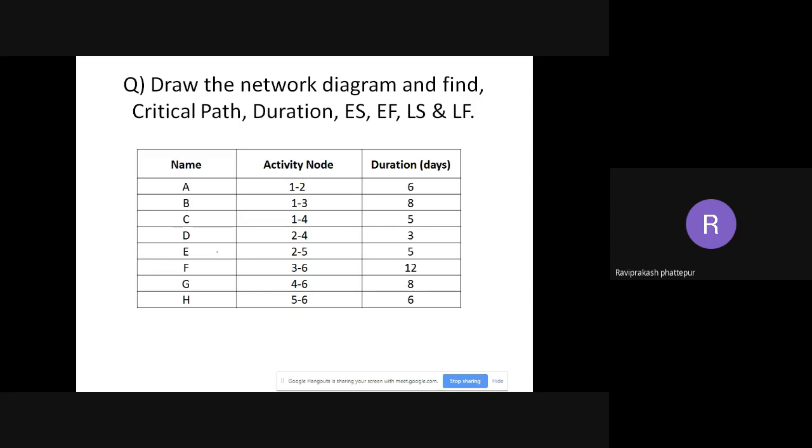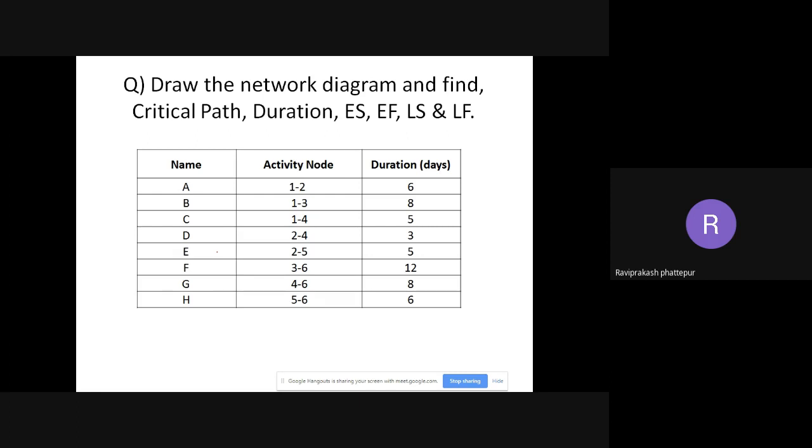Okay, so just check the question, whatever is asked. So they have asked you critical path, duration. Then instead of total float, they have given you ES, EF, LS, and LF. That means the same thing you need to write, but only one thing less you need to calculate, that is total float. Just the subtraction part you need to leave. If you want, you can calculate that also, but it's not expected or not asked by you to do it.